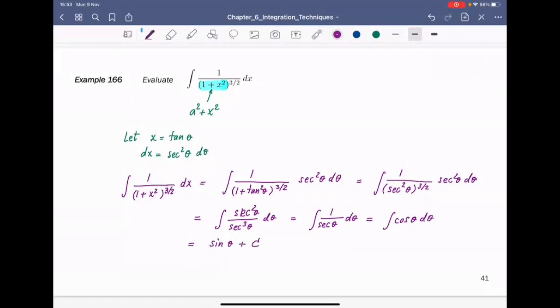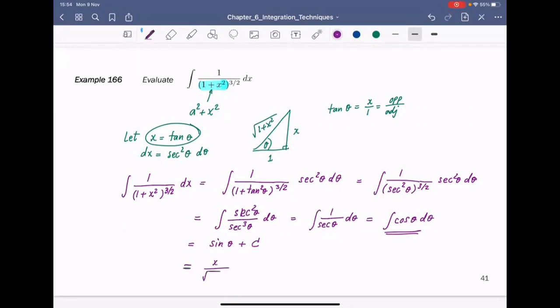You can see you reduced it to a trigonometric integral already, because you integrate cosine here, which is easy, and you get sine. Now you can come back and find sine. Here you have x equal to tangent, that means tan theta equals x over 1, opposite over adjacent. So if this is your theta, opposite is x, adjacent is 1, and the hypotenuse is square root of 1 plus x squared by the Pythagorean theorem. Sine theta is opposite over hypotenuse, so x over square root of 1 plus x squared plus c. Done.